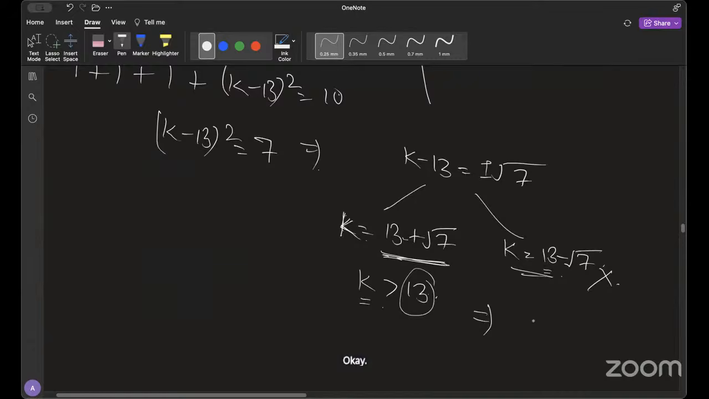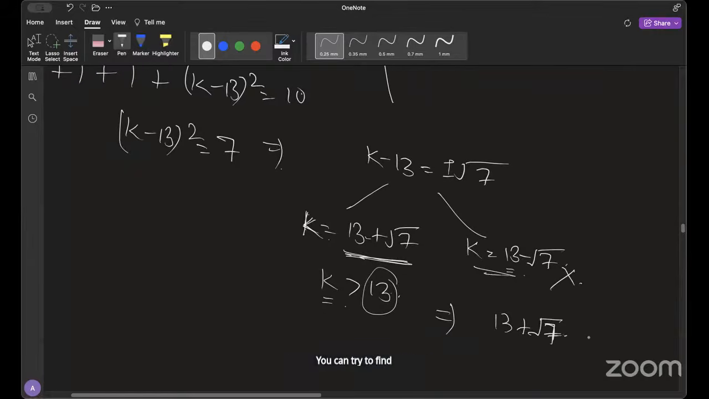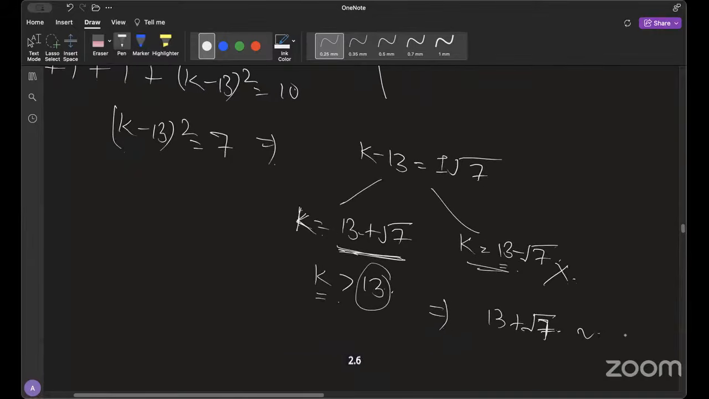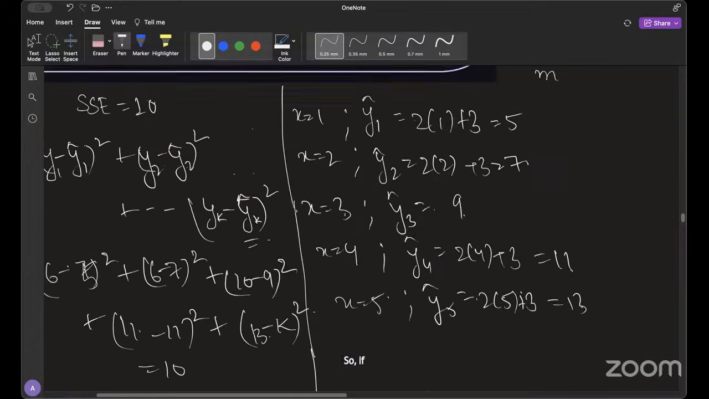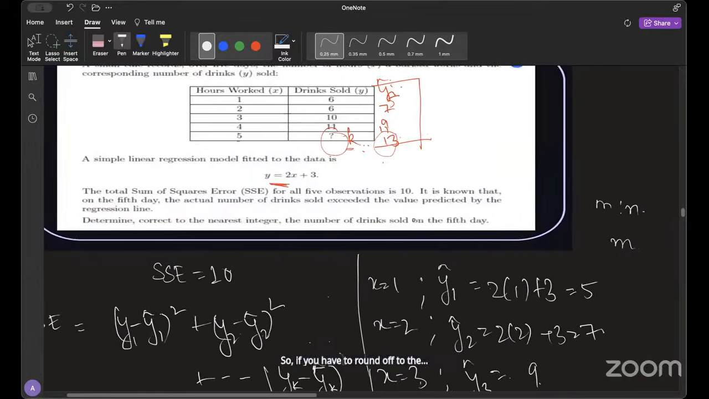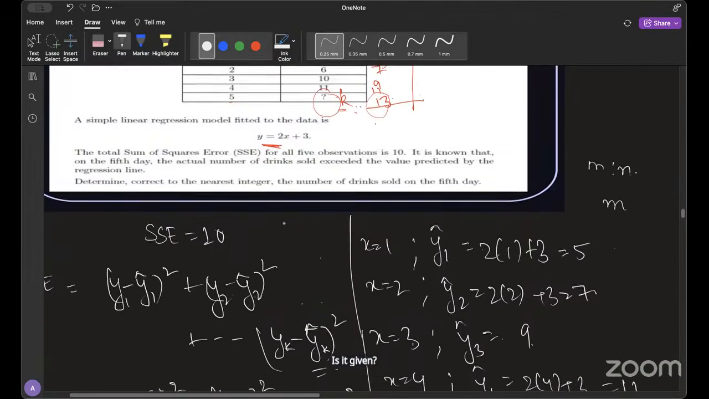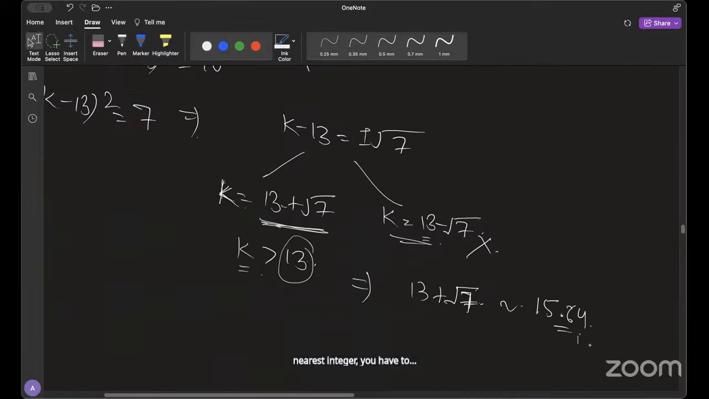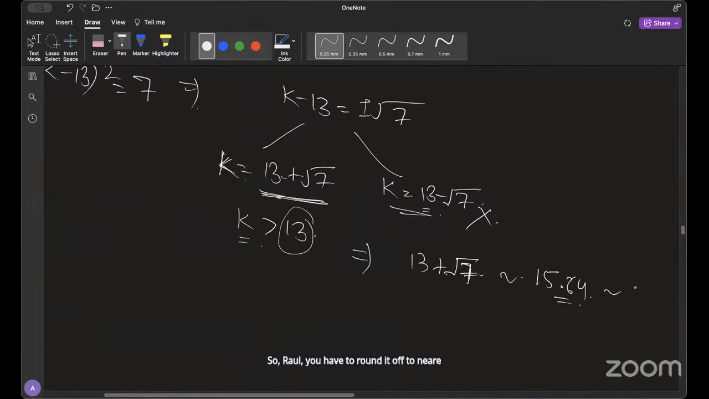So the answer should be 13 plus root 7. You can try to find what root 7 is, which is 2.64. So 13 plus 2.64 is 15.64, approximately 16. If you have to round off to the nearest integer, is it given? Yes, ma'am, round it off to the nearest integer. So it should be 16. The nearest integer to this one is 16. The answer should be 16.